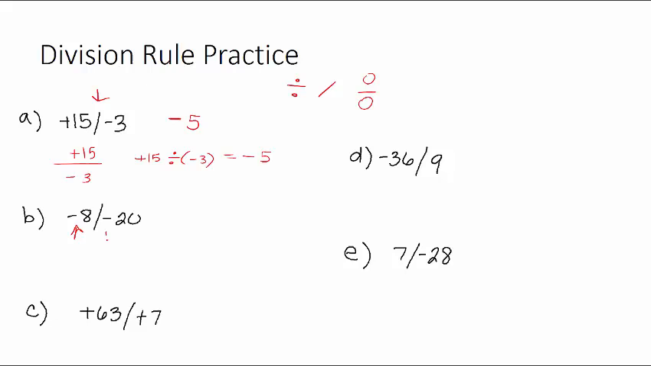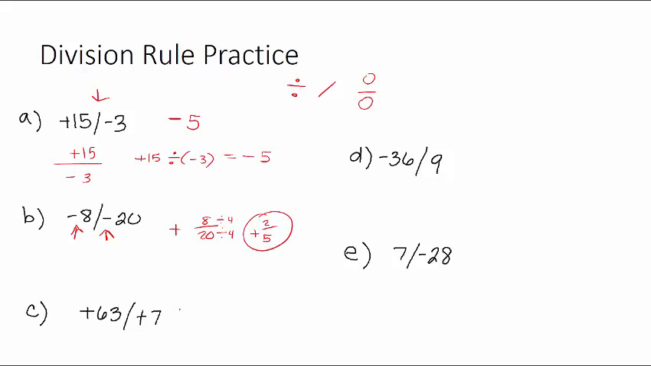Alright, here the signs are the same, so the answer is going to be positive. So we have 8 divided by 20, and 8 is smaller than 20, so this is just going to be a fraction for an answer, but we can simplify it. We can divide these both by 4. So we have 2, 20 divided by 4 is 5.